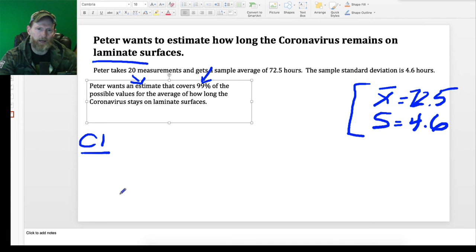We don't know the population mean, which is this, the average of how long the virus stays on laminate surfaces. We don't know what that is, and potentially we'll never know exactly what that is at this point. But we can develop an idea, a range of what that might be. So this is a confidence interval problem, and we are going to be working with a confidence interval for the population mean, mu.